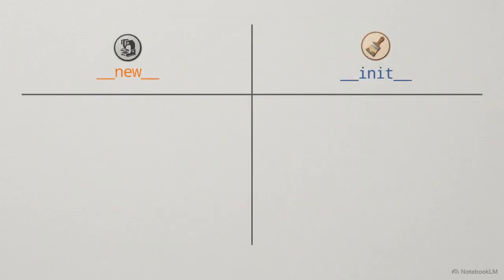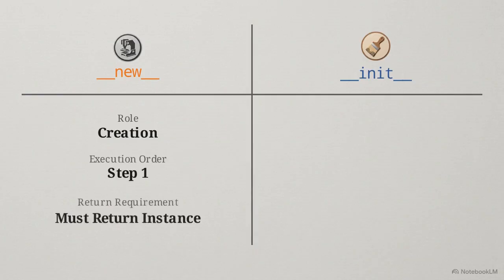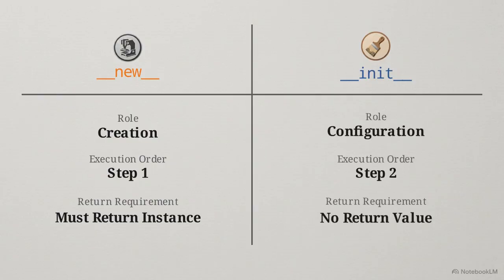Here's a comparison table reviewing the rules. Dunder new is our molder. It creates the object, runs first, and returns the result. Dunder init is our painter. It customizes the object, runs second, and doesn't return anything.